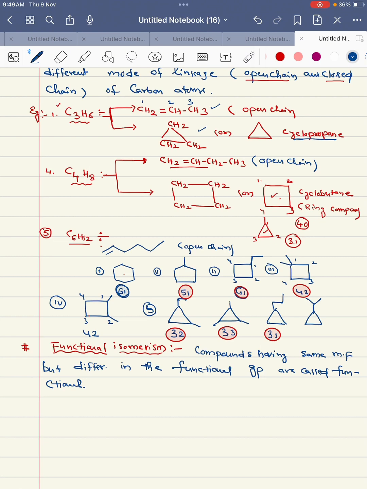These examples are important. Sometimes they may ask you questions at the NEET level as well as the JEE level also. Alcohols and ethers are functional isomers. So alcohols and ethers are which type of isomers? Suppose you have a doubt, here we can.